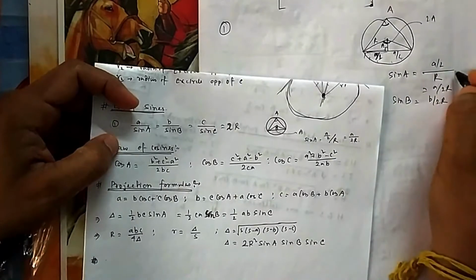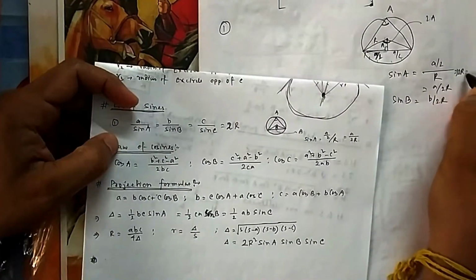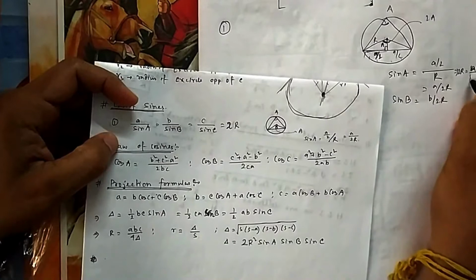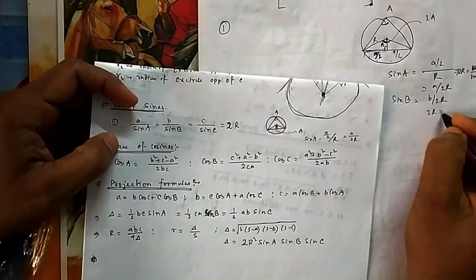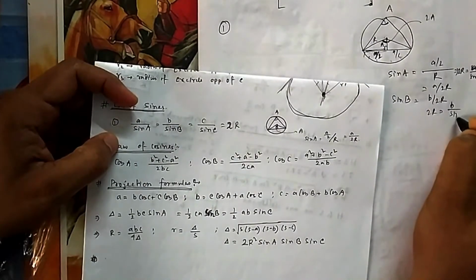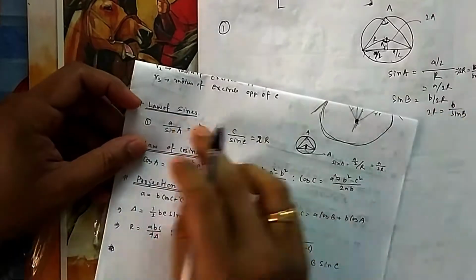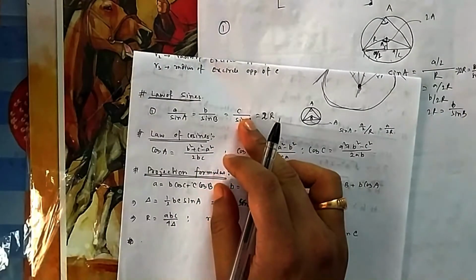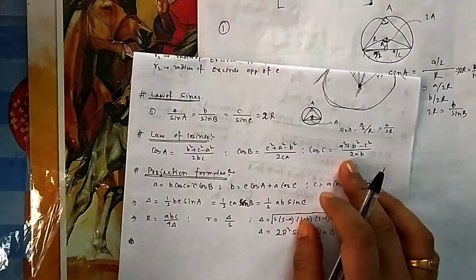B by sine B. From here, if you write 2R is equal to, it will be A by sine A. From here, if you write 2R is equal to B by sine B, so all become equal. So all are 2R, so all become equal. So this is the main formula. From this formula, lots of other formulas can be derived.